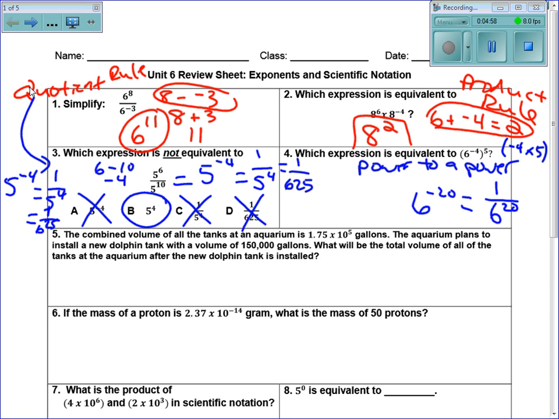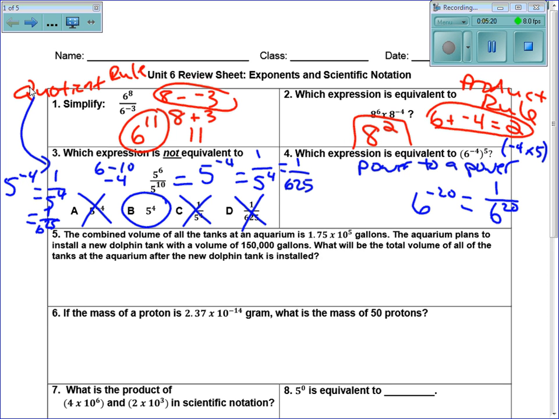The aquarium plans to install a new dolphin tank with a volume of 150,000 gallons. What will be the total volume of all the tanks at the aquarium after the new dolphin tank is installed? So 1.75 times 10 to the fifth is what it is right now. Then they're going to add another tank to it. So we need to add these two numbers together.